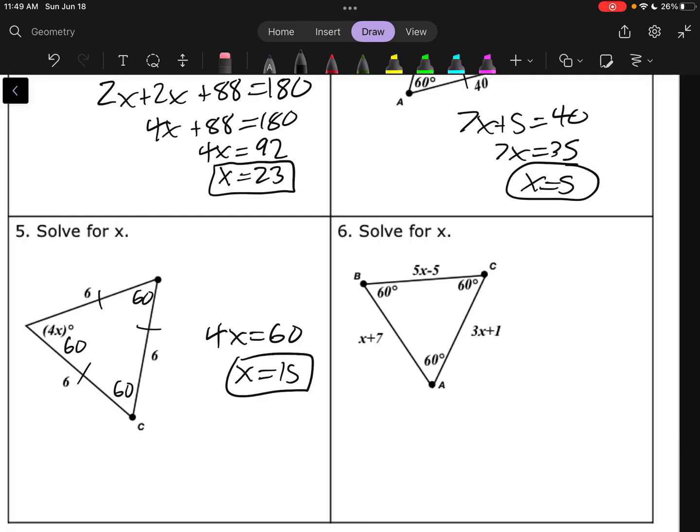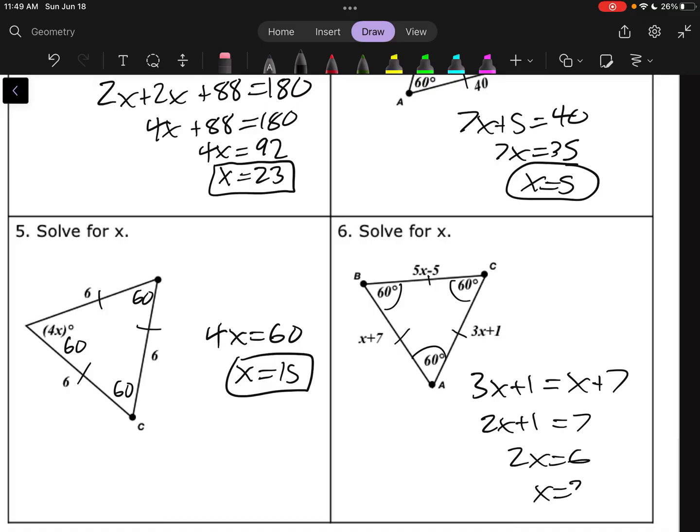And then lastly, we've got to solve for x here. We've got all 3 angles being the same, which does mean all 3 sides are the same. Now this one's kind of goofy because you've got 3 different sides that you could set equal to each other. I'm just going to do 3x plus 1 equals x plus 7. But really you could set any 2 of them equal. Subtract the x, you get 2x plus 1 is equal to 7. 2x equals 6, so x is 3.